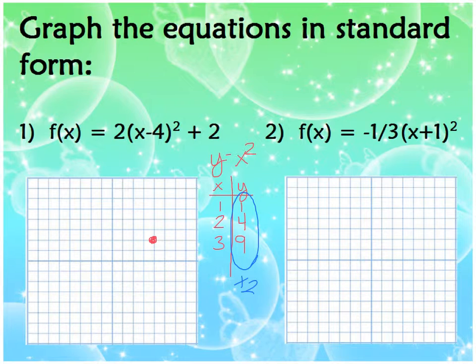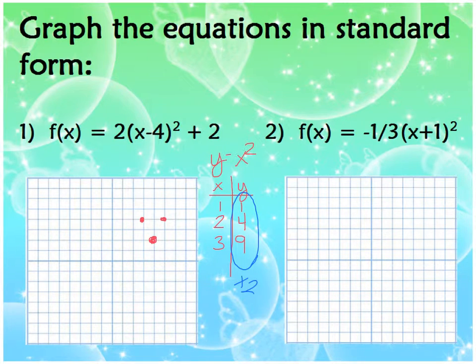From the vertex, I would normally go over 1, up 1. That's what this is saying. But now I'm going to go over 1, up twice that. So I'll put a point, over 1, up 2. And then you can always put your matching point on the other side.